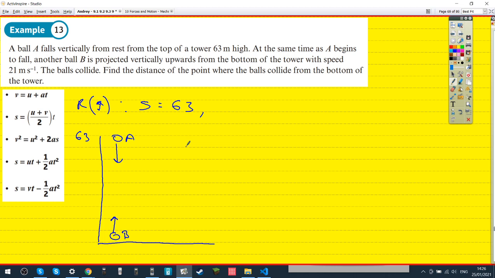And so, do we need to separate it because we've got two balls here? I think we'll have to have two. It might be simultaneous equations. Let's just write down the three things we know and the one thing we need. Find the distance where the balls collide. So let's just say S equals S. Anything else we know?